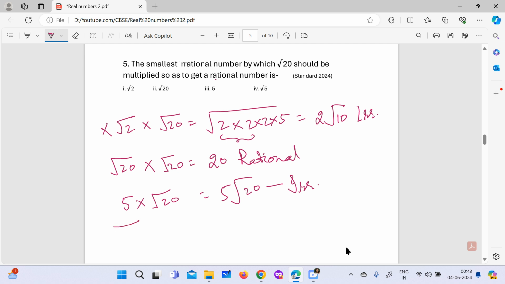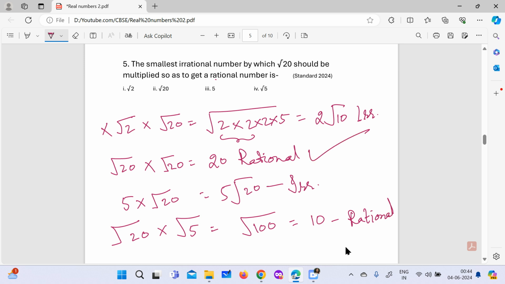Now we will multiply root 20 with root 5. So see, when you multiply this, you get root 100, which is nothing but 10, and again this is a rational number. So we got a rational number in two options, but your question is the smallest irrational number by which root 20 should be multiplied. So our answer will be root 5. So root 5 is the smallest irrational number by which we multiply root 20 to get a rational number.